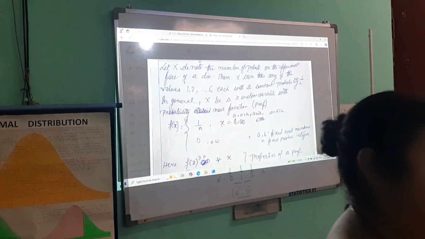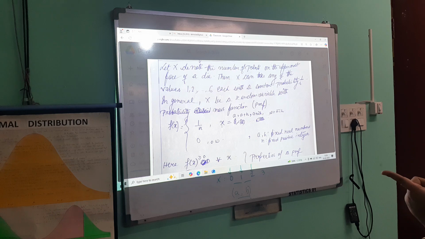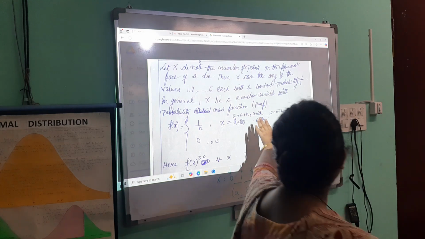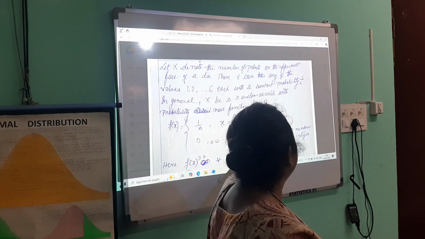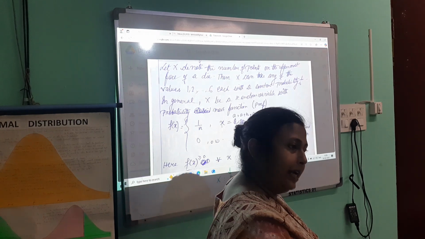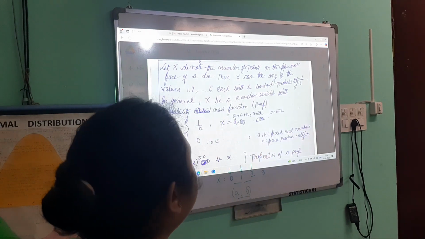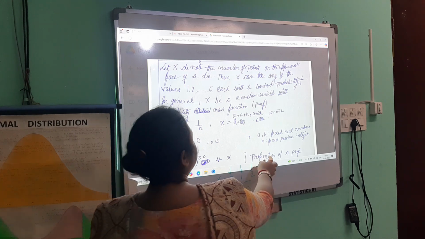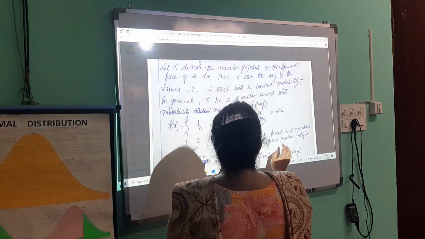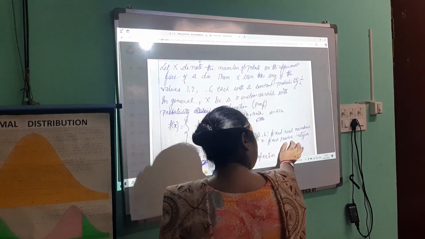How many points are there? How many values can X take? n. Right? A plus 0, 1, 2, 3, 4, till n minus 1 means n values. And 0 otherwise. A and H are fixed real numbers, and n is a fixed positive integer.